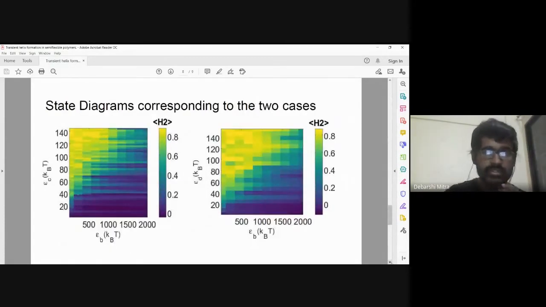So we do not always obtain these helices. Only in a narrow range of our simulation parameters do we obtain helices. These simulation parameters are the strength of the repulsive interactions, which are the two y-axis labels in the two state diagrams given by epsilon c and epsilon d. And the other simulation parameter of interest is epsilon b, which is the x-axis label of the two diagrams. This epsilon b is the parameter which imparts semi-flexibility to the chain, and it is directly proportional to the persistence length.